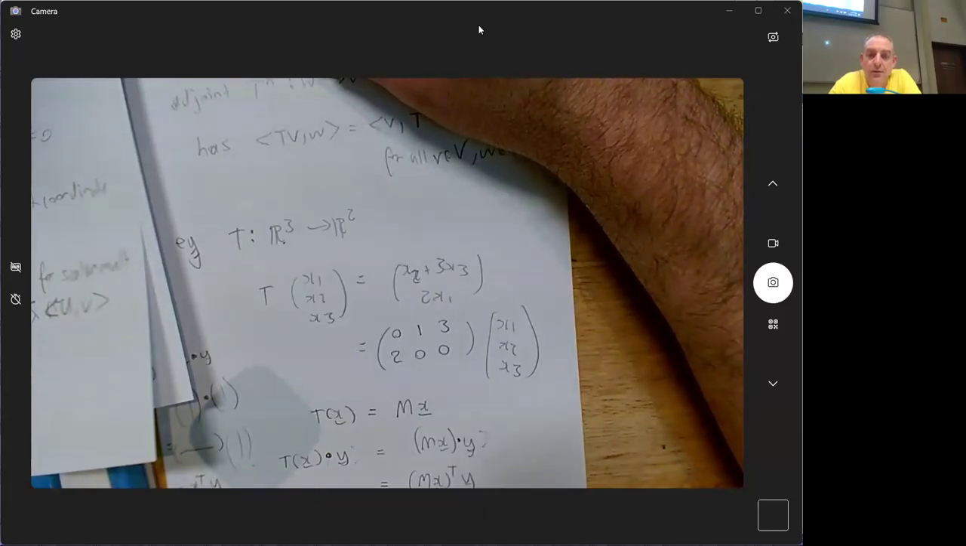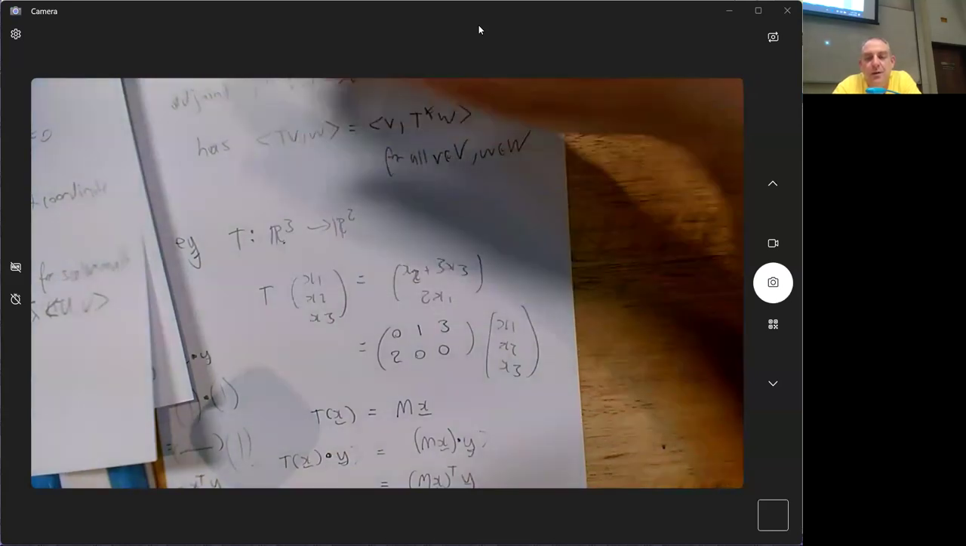Dual spaces. So the null space of T star is the range of T perp. Oh yeah, that makes sense. That's just linear. Yep. Okay.